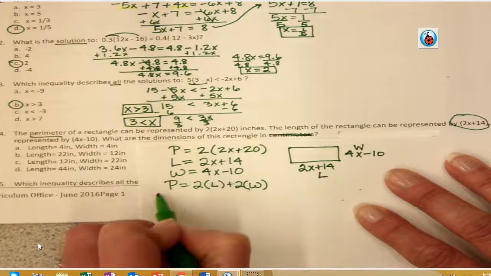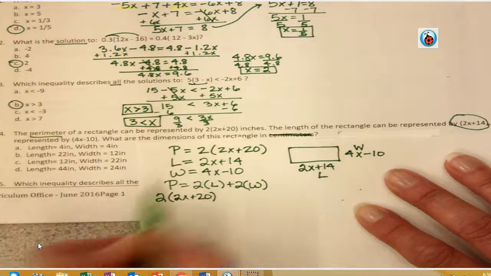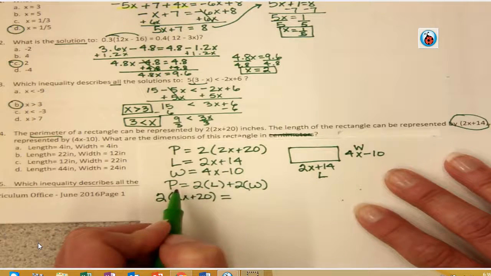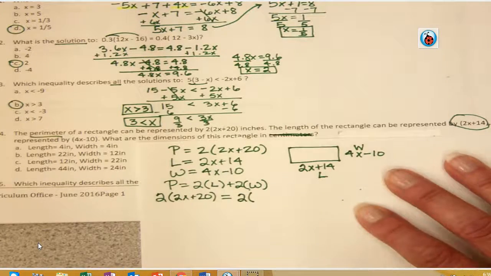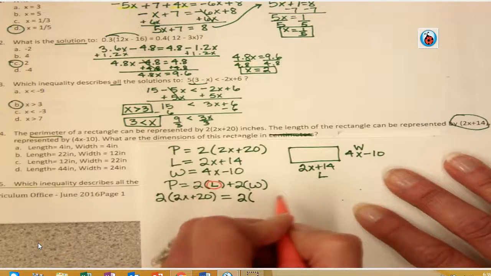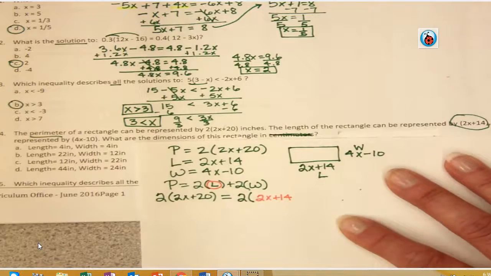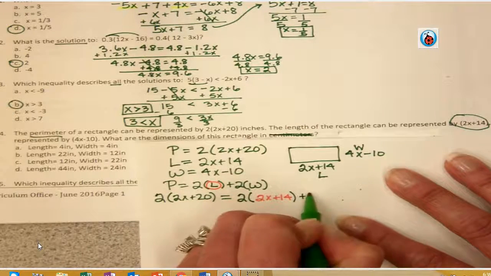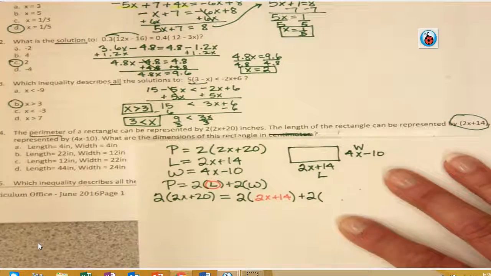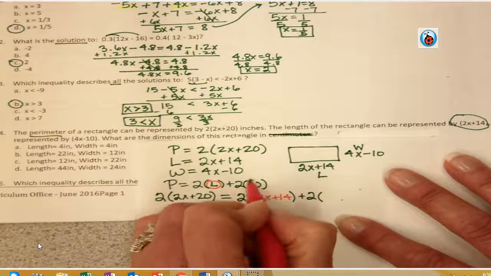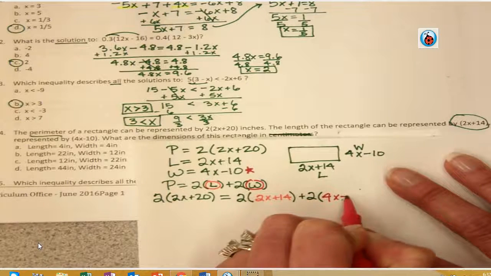P equals, I can plug in 2 times 2x plus 20 equals 2 times, I plug in for L, 2x plus 14 plus 2, I can plug in for W, 4x minus 10.